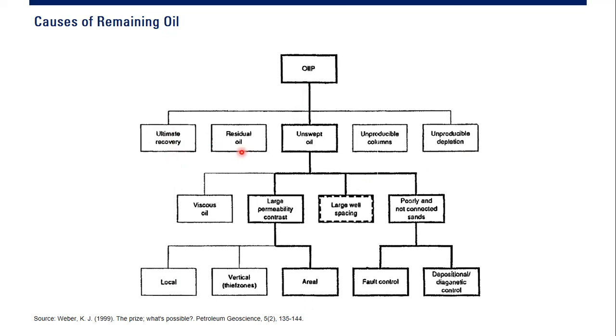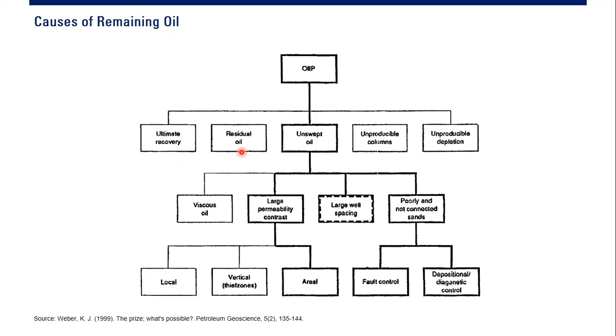Some oil is actually there, it's producible, right? But we cannot somehow move it. Our water injection does not reach that point because of heterogeneity, thief zone, something like that, right? So it is unswept, it is undrained. So we call that unswept oil.